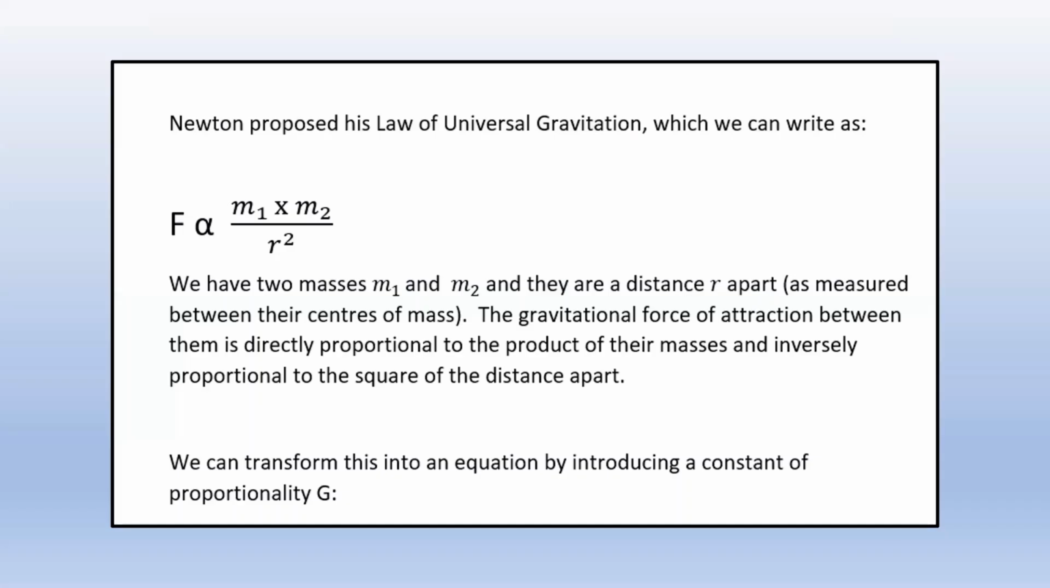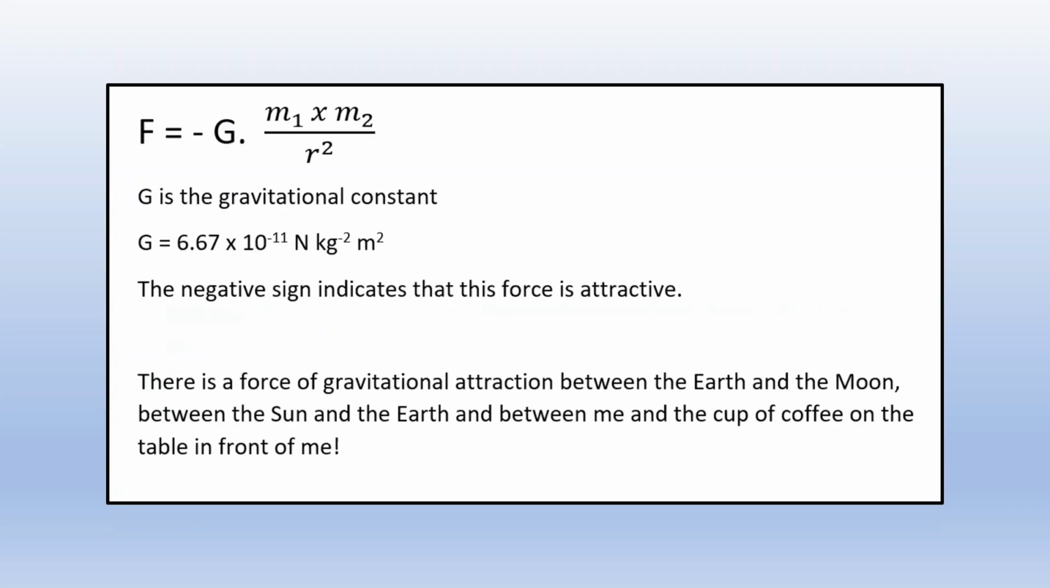Newton's law of universal gravitation says that the force of gravitational attraction between two masses is directly proportional to the size or magnitude of the two masses, in this case m1 and m2, and inversely proportional to the square of their distance apart, r. It is an inverse square law, and we can move from a proportionality to an equation by introducing a constant of proportionality, big G. In this case, big G is known as the gravitational constant, and we see a value indicated there.